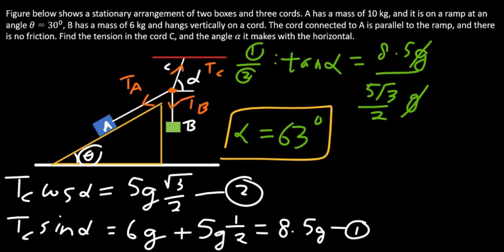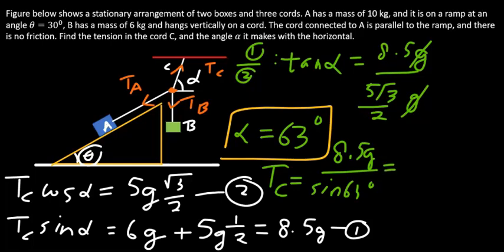Now putting alpha equals 63 degrees in equation 1 enables you to solve for TC. It becomes 8.5g over sine 63 degrees. And that's going to give you an answer of 93.6 newtons. And that solves the problem.